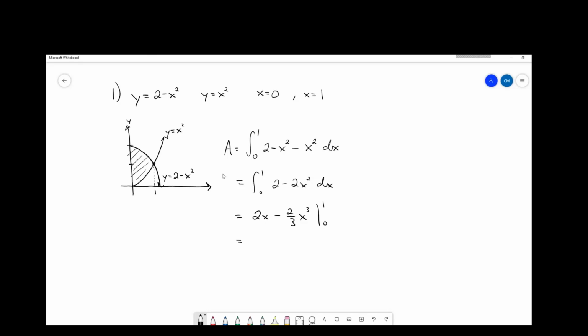Well, if I plug in 1, I'm just going to get 2 minus 2/3. And if I plug in 0, I'm just going to get 0. So that's it, right? So 6/3 minus 2/3 is 4/3. So 4/3 is the area between these two curves on that interval from 0 to 1. Okay, any questions about that one?